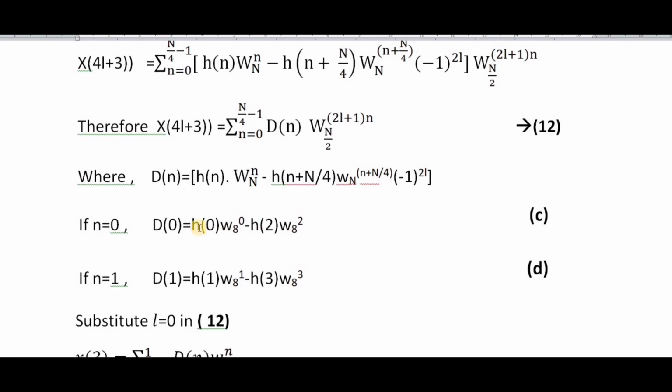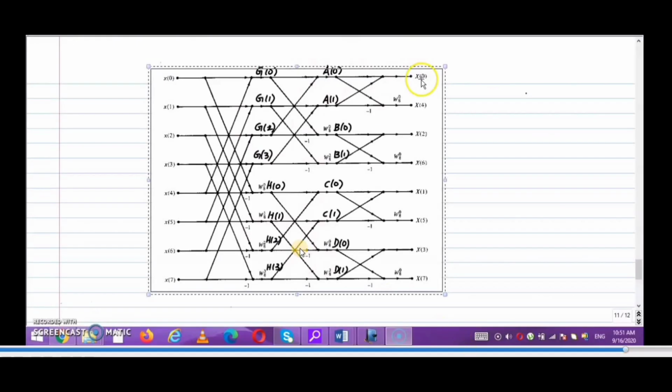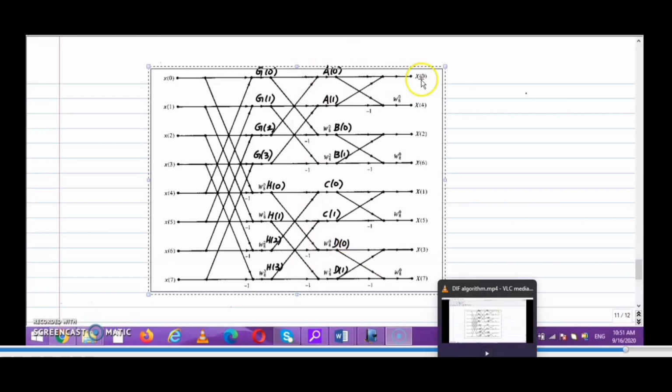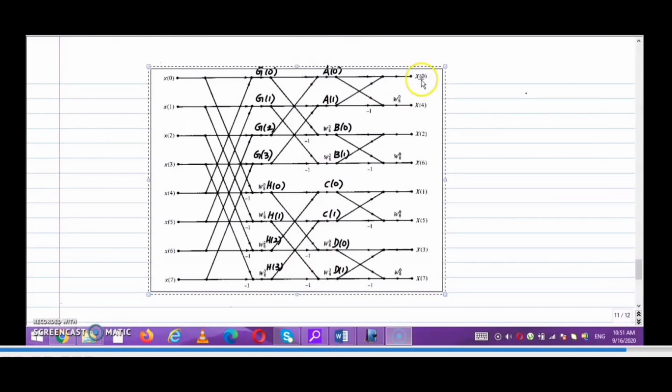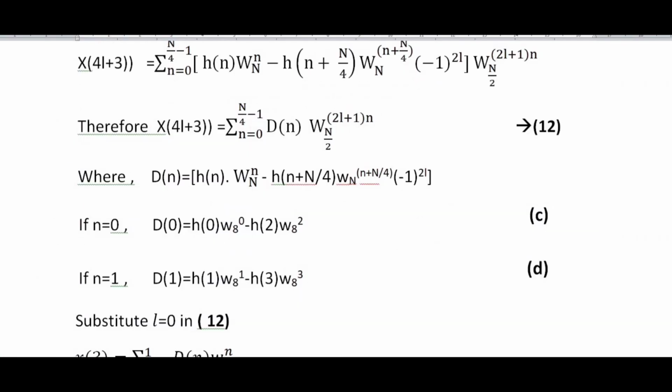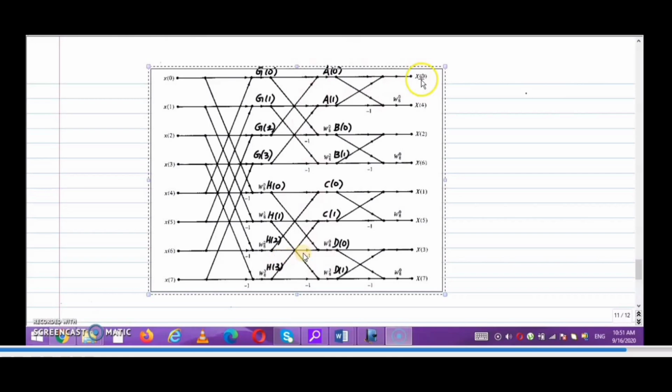So if we substitute n is equal to 0, d of 0 is equal to h of 0 into W8 of 0 minus h of 2 into W8 of 2. And d of 1 is equal to h of 1 into W8 of 1 minus h of 3 into W8 of 3. So that is the equation I have drawn. Okay. So what is d of 0? D of 0 is equal to W8 of 0 into h of 0 minus h of 2 into W8 of 2.